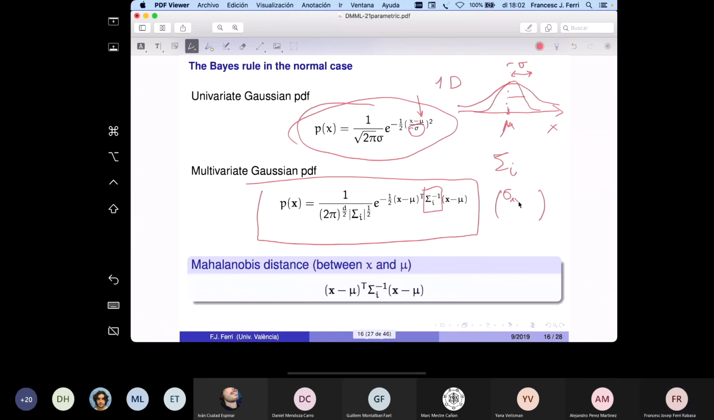In 2 dimensions, what you have is the variance on the X, the variance on the Y. Imagine that you have X and Y. Variance on the X, variance on the Y, and then the covariance of the X and Y. So this is a symmetric matrix. We only have 3 parameters: variance X, variance Y, and covariance.